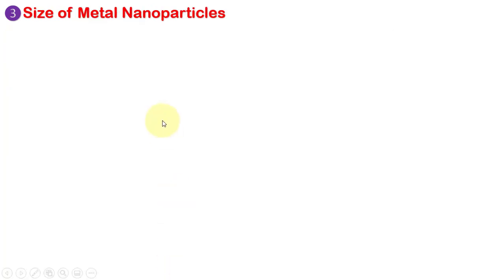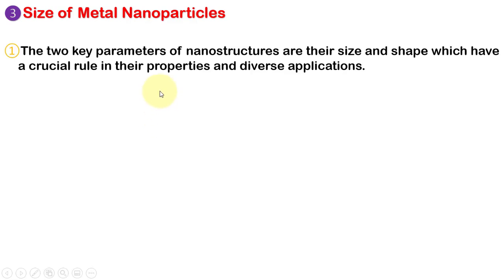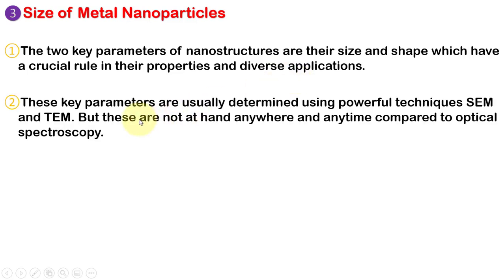The two key parameters of nanostructures are the size and shape, which have a crucial role in their properties and diverse applications. These key parameters are usually determined using electron microscopic techniques such as SEM and TEM. Although these techniques are very powerful in determination of size and shape, the problem is that they are too expensive and not at hand anywhere and anytime compared to optical spectroscopy.